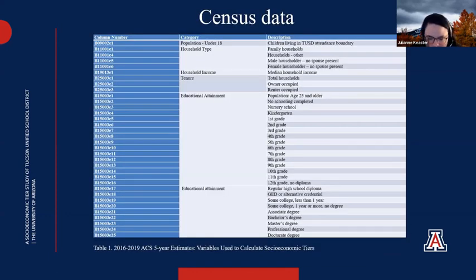So this table represents the census attributes I utilized to calculate and categorize the 4 socioeconomic tiers within the TUSD boundary. Like the San Antonio study, I determined students' socioeconomic statuses using the following 4 attributes as measured by the US Census Bureau at the census block group level. 1, median household income. 2, owned versus rented homes. 3, single versus dual parent households. And 4, educational attainment of adults aged 25 and older.